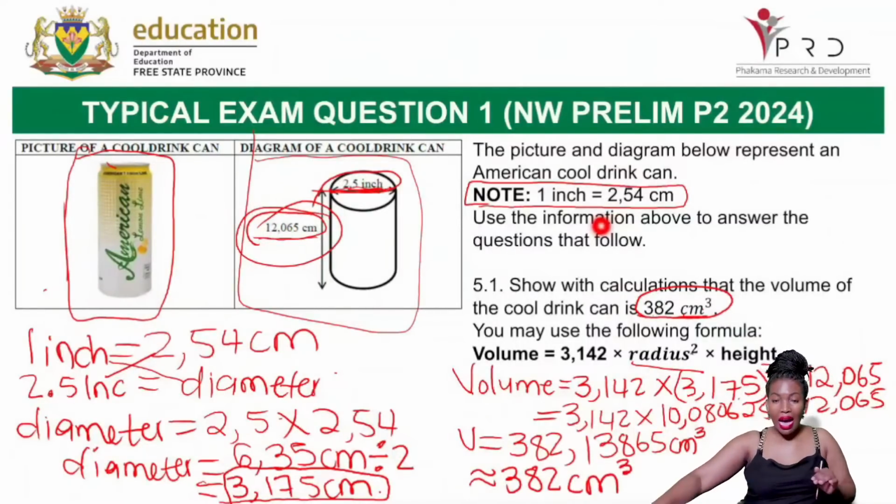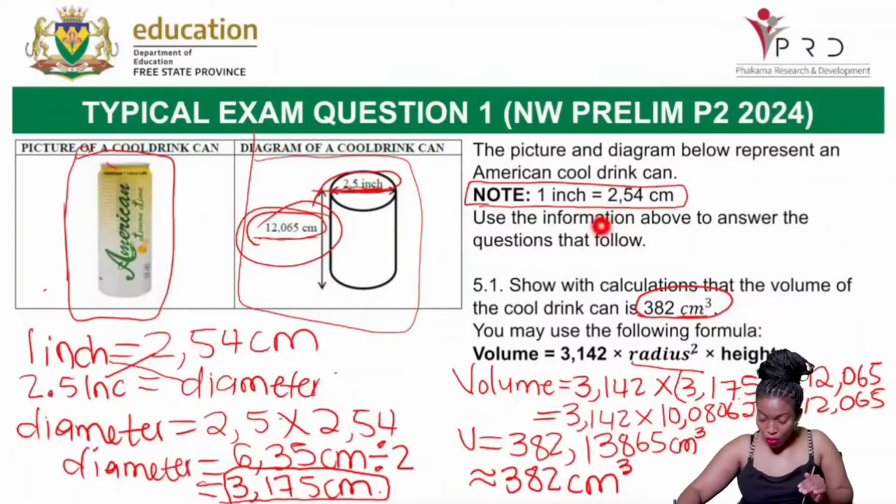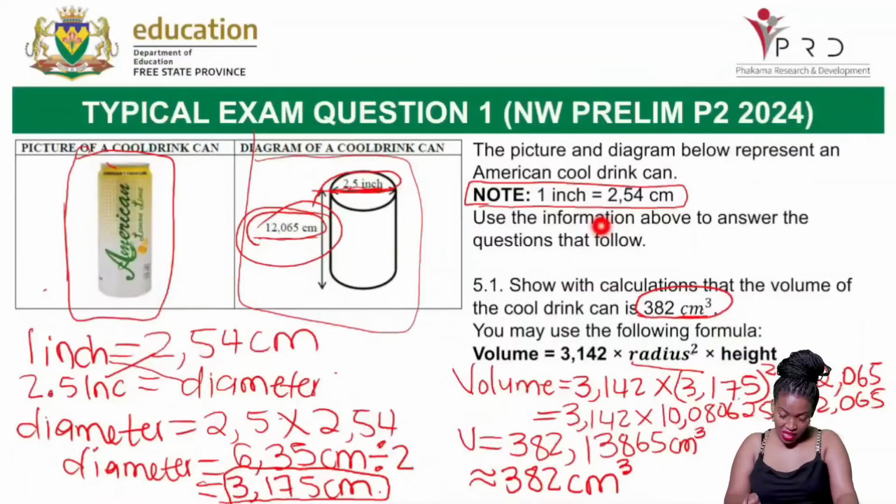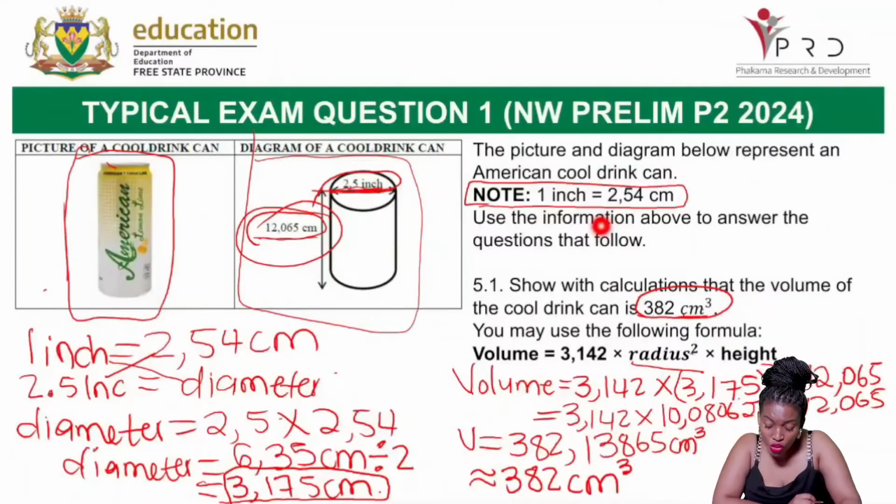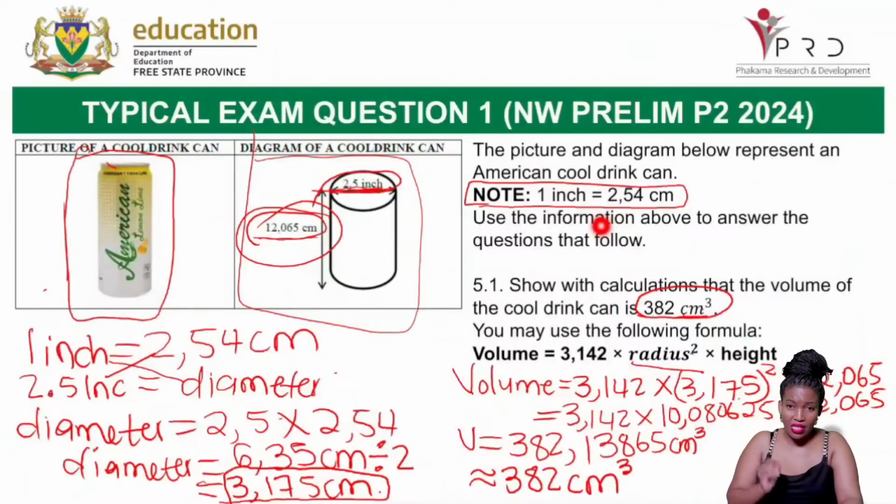That is our volume. Let me write it down. I hope you guys will also write it down because we might need it in the next question. This, guys, is a very popular question in the exam. So make sure that you understand this. But I love the fact that you have the whole weekend to revise and make sure that you are sharp and ready for Monday.